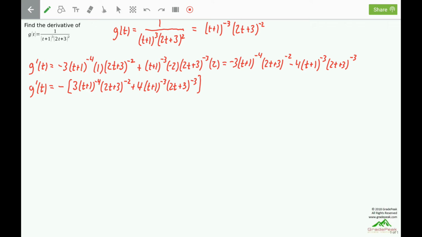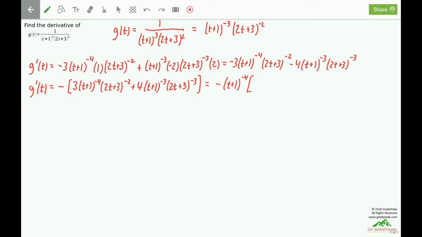Let's start with the t plus 1. I have a negative 4 power and a negative 3 power. You factor out the lower. Well, the lower of those two is the negative 4. That's a lower value than a negative 3. It's a more negative number. So we factor out the t plus 1 to the negative 4.